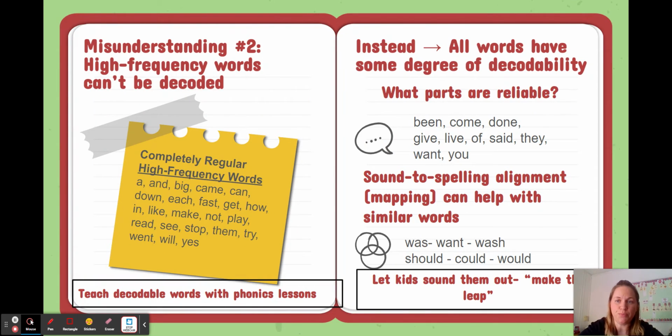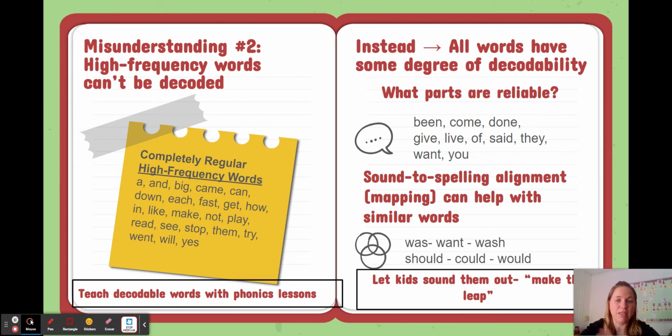Next, misunderstanding number two. High frequency words can't be decoded. In reality, all words have some degree of decodability. So by working with students on matching up sounds and letters, that sound to spelling alignment is really what helps with the decoding part of these different words.